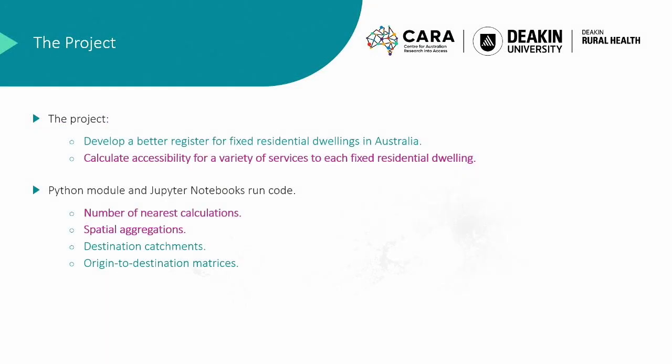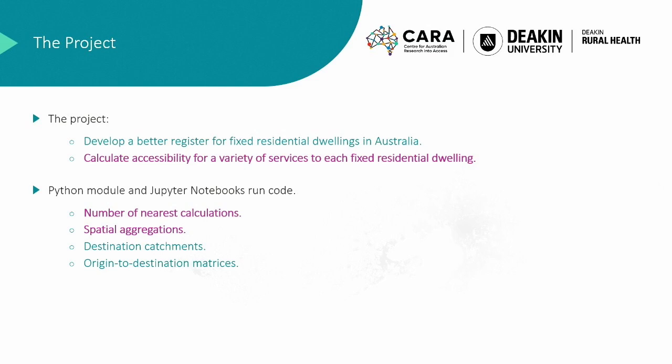So the project itself has been split up into two parts. The first thing that we needed to do was create a more effective residential dwelling register for Australia. We do have GNAF and the address register through the Australian Bureau of Statistics, although it's not an open data set, and it has some missing coverage throughout Australia, particularly in the remote areas, which is such a big focus of what we do at CARA. That is probably a talk of its own, and I won't go into any detail on how we developed that today. But with that data set, we then created a method for calculating from these dwelling points to a variety of services, both time and distance.